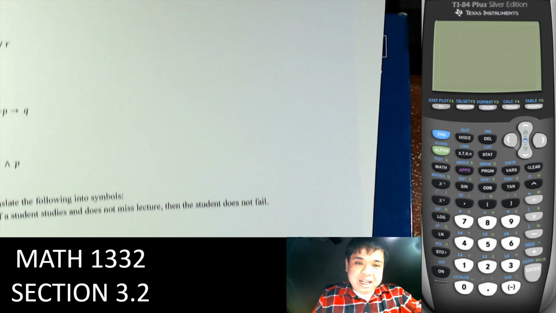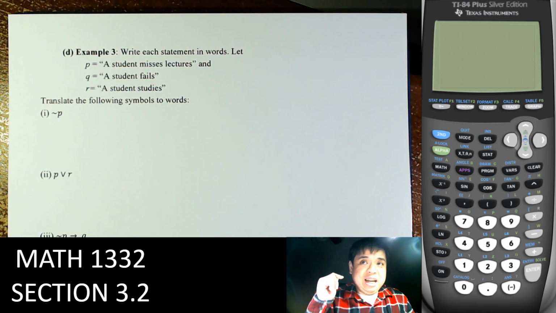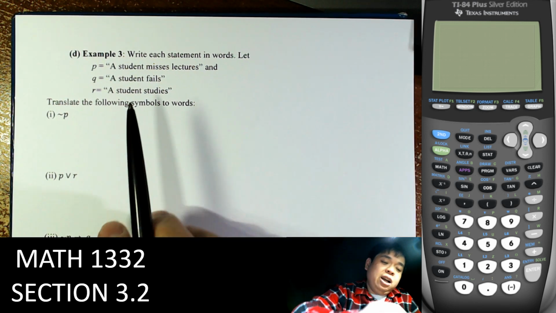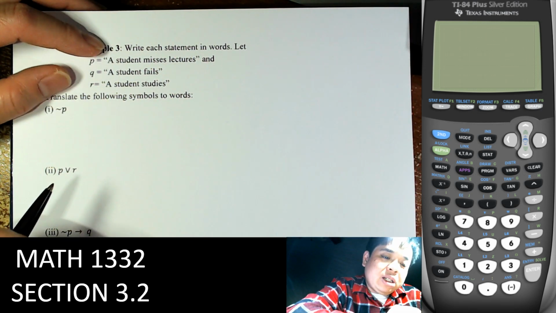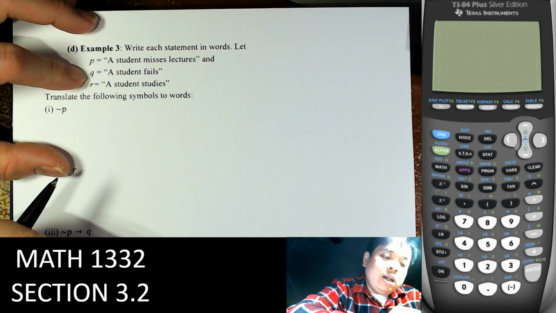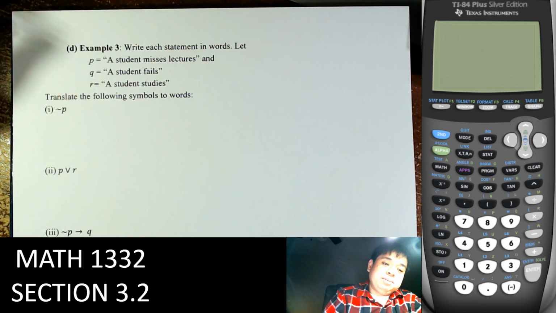Later on we'll see the order of operations: inside the parentheses first, and then negation, and after that conjunction, disjunction, and what other things come after that. Now, another example. Write each statement in words. P, the student misses lectures. Q, the student fails. And R, the student studies.